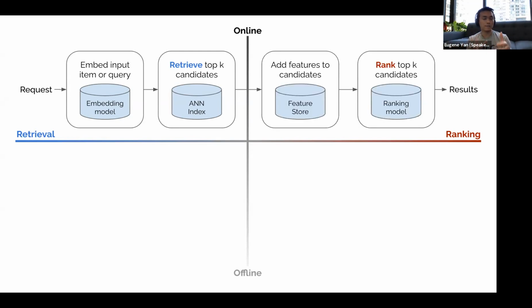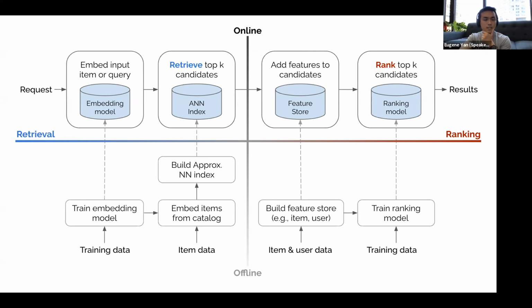Now that you have a set of candidates, maybe 1,000, we can then pass them to the ranking stage. And in the ranking stage, we add features to the candidates using our feature store. And then with the candidates augmented with the features, we can then rank them with the ranking model, that optimizes for certain things like click-through rate, conversion, before finally reordering the results and showing them to the user. So this is how it looks overall in terms of system design.